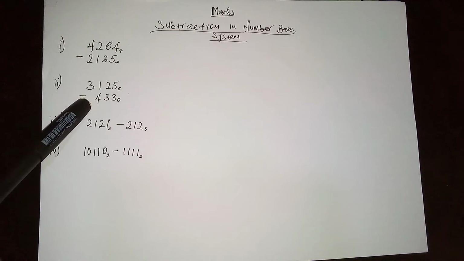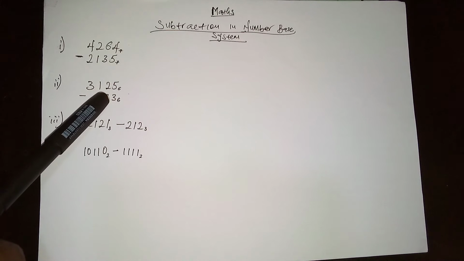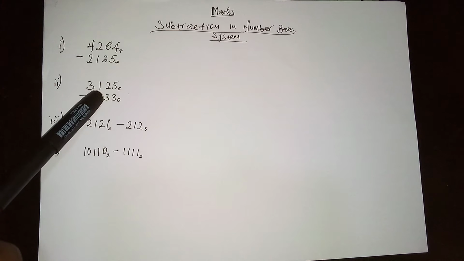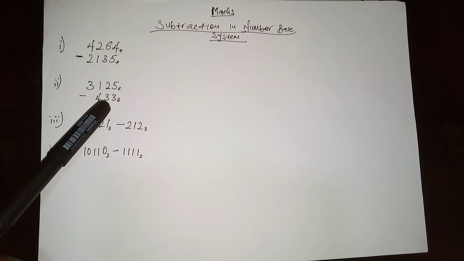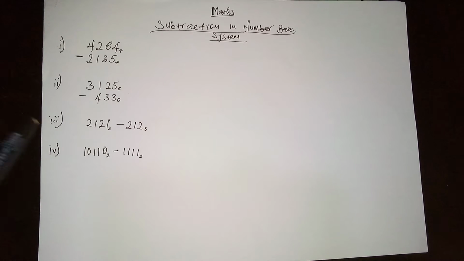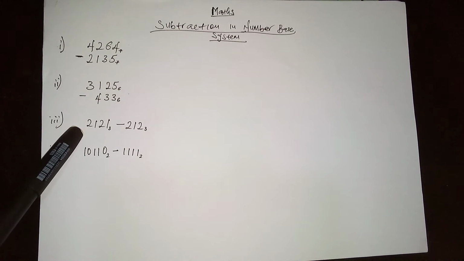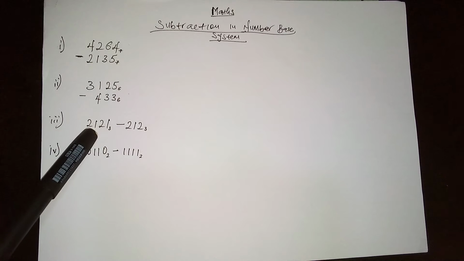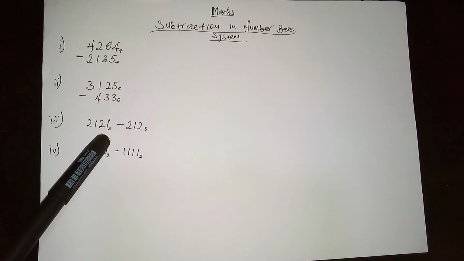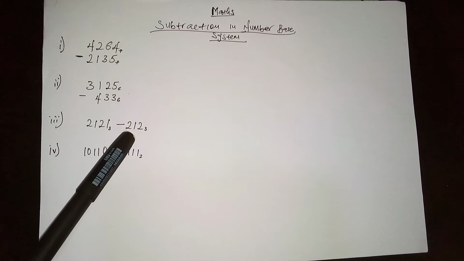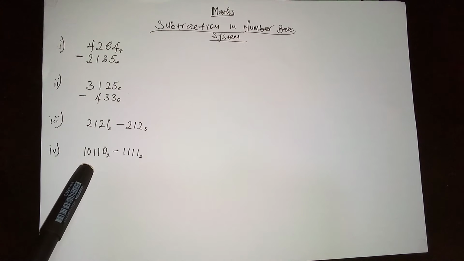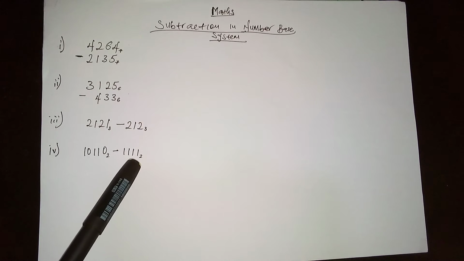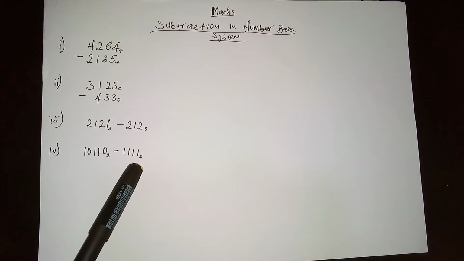The second one will have 3,125 in base 6 minus 433 in base 6. The third one will have 2,121 in base 3 minus 212 in base 3. In this last one, we have 10110 in base 2 minus 1111 in base 2.